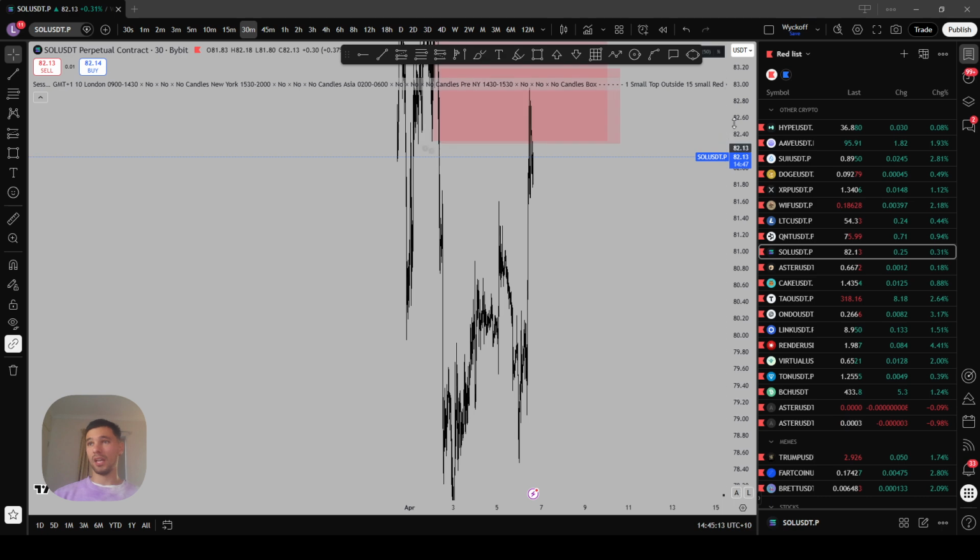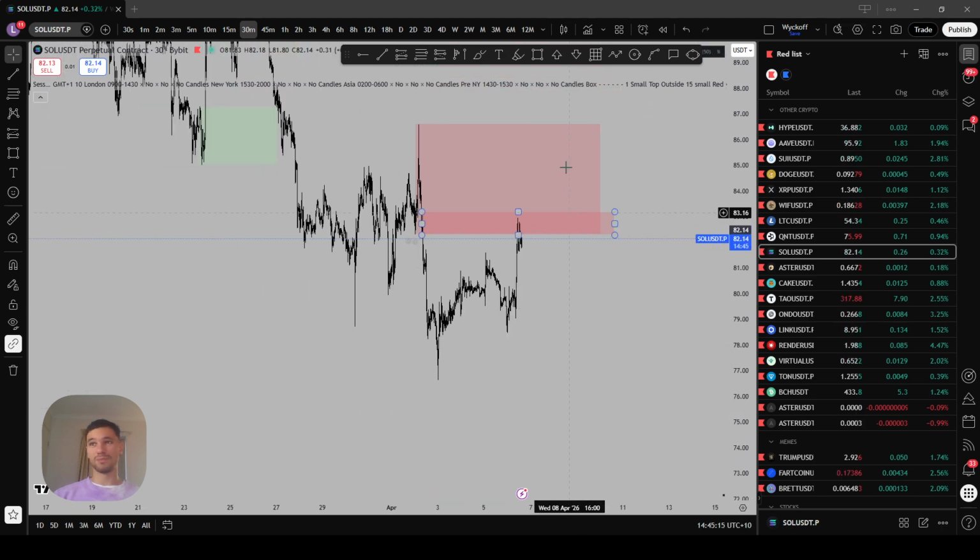Sol. Yeah, I remember looking at Sol yesterday. Sol's just bouncing left, right, and center.